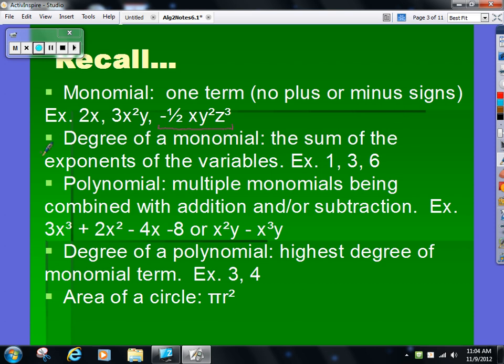Okay, the degree of a monomial. A degree is obviously going to be a number. You guys remember that because the degrees of temperature is a number. The degree of the monomial will be the sum of all the exponents of all the variables. So going back to our examples up here, 2x, there is an exponent of 1 here, so that monomial has a degree of 1. This one, x squared y the first, 2 plus 1 is 3. And negative 1/2 x y squared z cubed, there's a 1, plus 2 is 3, plus 3 is 6. So the degree of the monomial is the sum of those exponents.